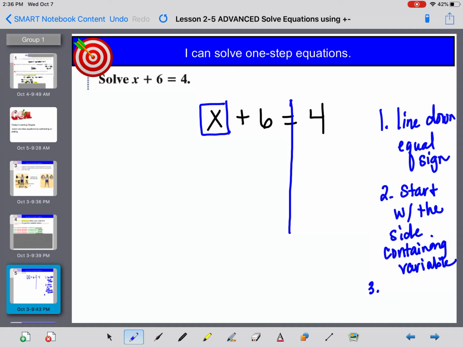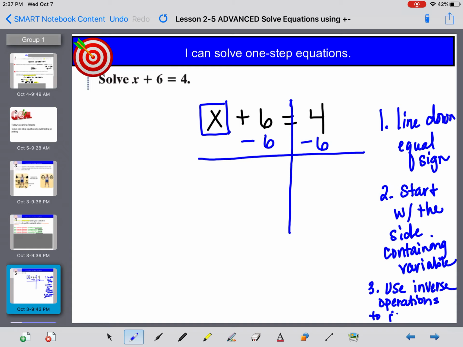Now, in this case, it's the left side. It won't always be the left side. Now, ask yourself, what is the inverse of adding 6? Well, the inverse of addition is subtracting. So below it, I want you to write minus 6, remembering that whatever you do to one side, you must do immediately to the other side. So, use inverse operations to isolate the variable. That means to get the variable alone.